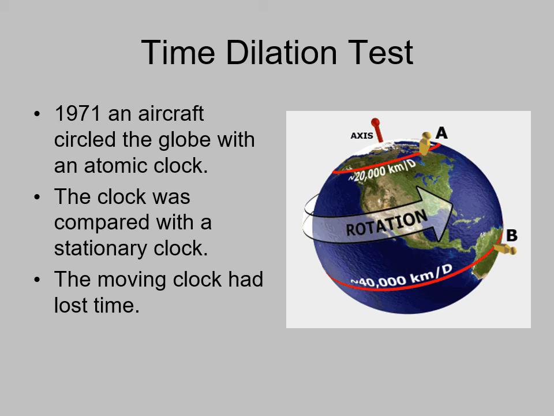Another test of time dilation was done by using an atomic clock. This is one of the most accurate possible clocks. I mean, the atomic clock keeps accurate to within a second in 1,000 years or more, thousands of years. And so an atomic clock circling the globe was going faster than one sitting stationary. When they compared the two, the one that was moving was actually lagging behind the one sitting stationary. The one sitting stationary was actually a little bit ahead because time was passing slower for the moving one.